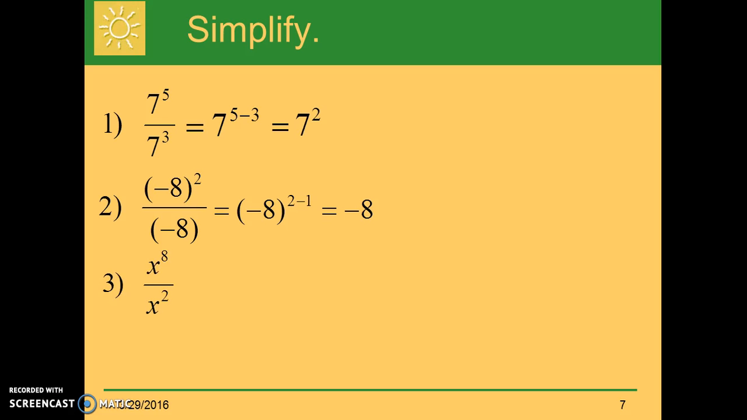Okay, here's another example. X to the 8th over x to the 2nd. Go ahead and take a second and think about what that answer would be.